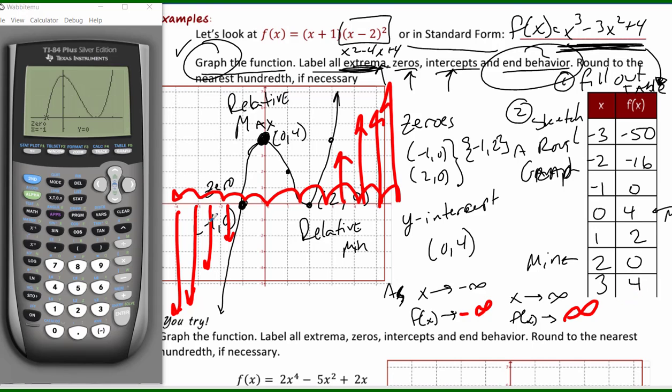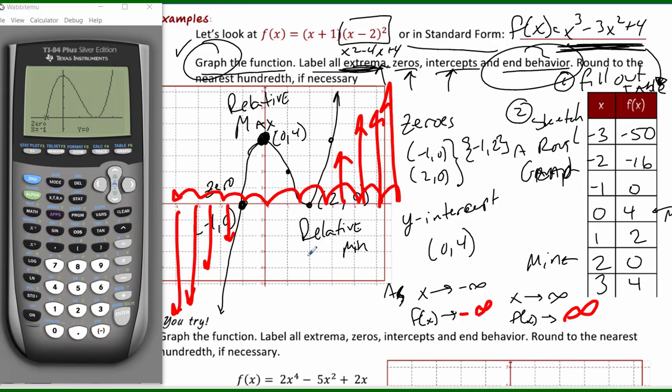So what we did was we graphed the function using the graphing calculator. We labeled all extrema, relative mins, relative maxes. We didn't have any absolutes because they're not the smallest value on a graph or the highest value on a graph. There's always something bigger. That's what these arrows tell you. There's always something bigger or smaller. Zeros, we labeled them. We also wrote them out. You need to write them out as well. Intercepts, we wrote it out right here. End behavior, we finished that up there. And we filled out our t-chart.